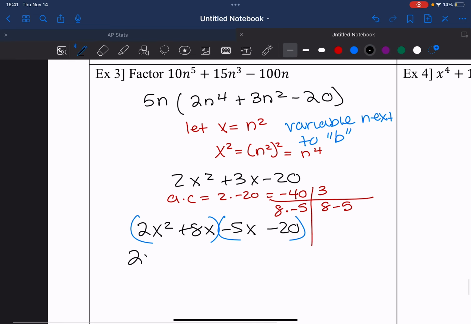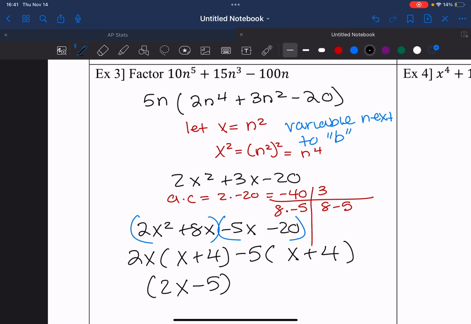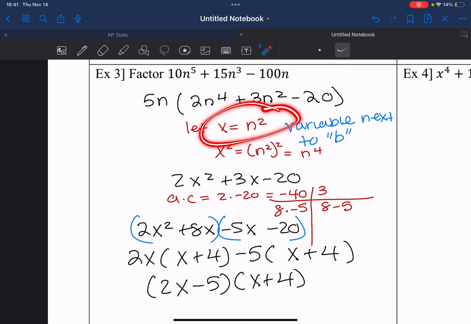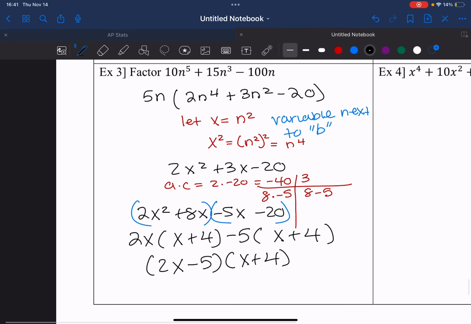And I can take out a 2x, so I'm left with x plus 4, and take out a negative 5, I'm left with x plus 4. So that means I have 2x minus 5 times x plus 4. However, this is not my answer, because remember, in my original problem, I had n's, not x's. Well, I know that x is the same as saying n squared. So anywhere I see an x, I'm going to plug in n squared. So I have 2n squared minus 5 times n squared plus 4.